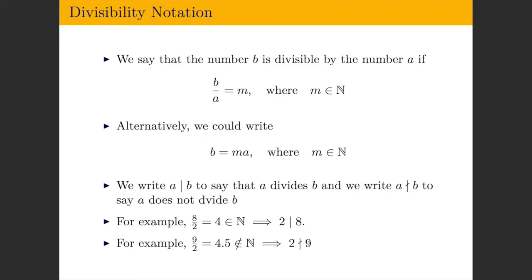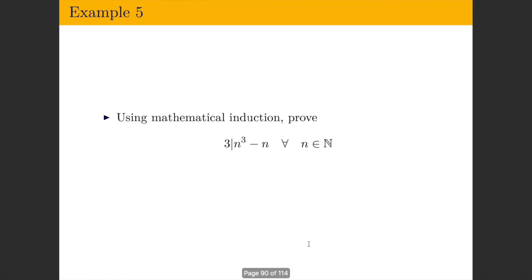Now that we're familiar with this notation, we're going to extend it a little bit and take a look at some proofs involving divisibility and induction. So let's have a look at the first example. Using mathematical induction, prove that 3 goes into n cubed minus n for all values of n that are an element of the natural numbers.